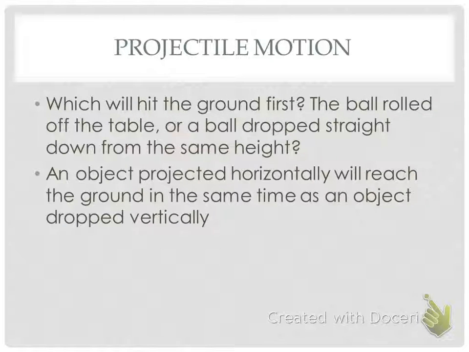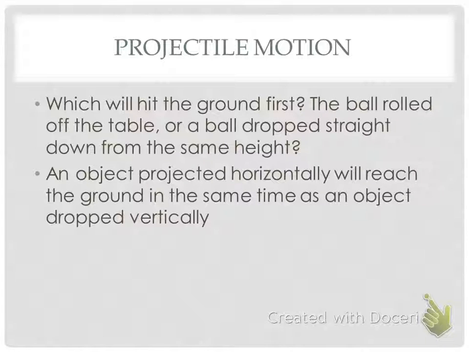An object projected horizontally will reach the ground at the same time as a dropped object. Exactly the same time. You want to know why? Horizontal and vertical components are separate. As long as they are released from the same height, vertically they travel the exact same speed. Horizontally, one will travel a farther distance. They're not going to land in the same spot, but they're going to hit the ground at the same time. That's because horizontal and vertical components are separate.